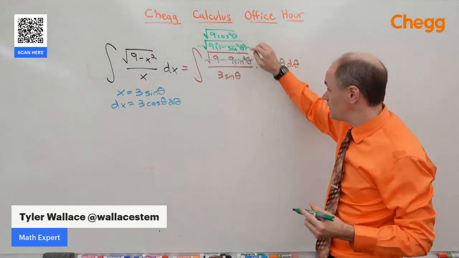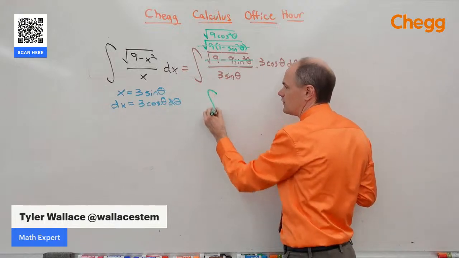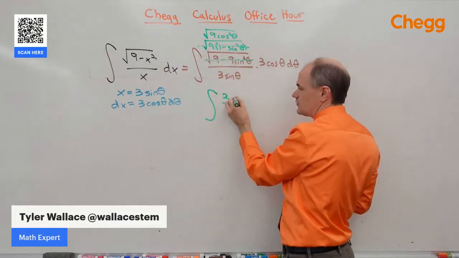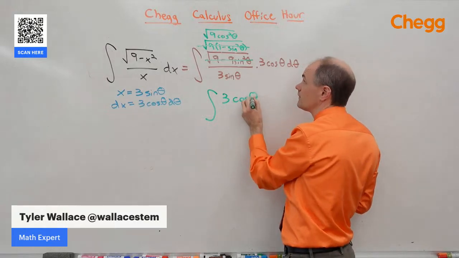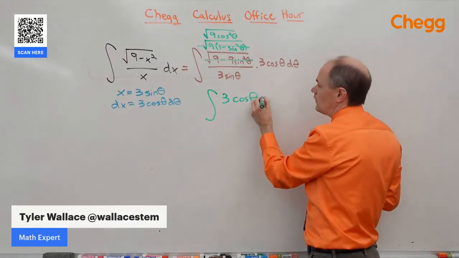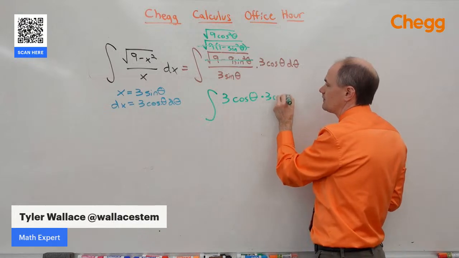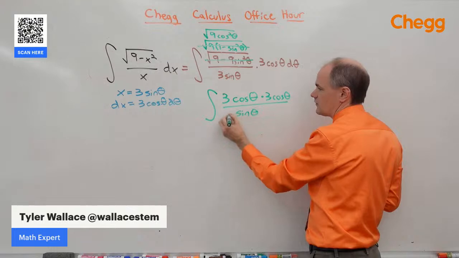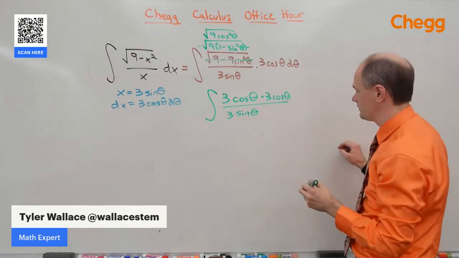I'm running out of space, so might as well just recopy the whole integral. The square root of 9 is 3. The square root of cosine squared is cosine, or times 3 cosine, all over a sine, 3 sine of theta, d theta.